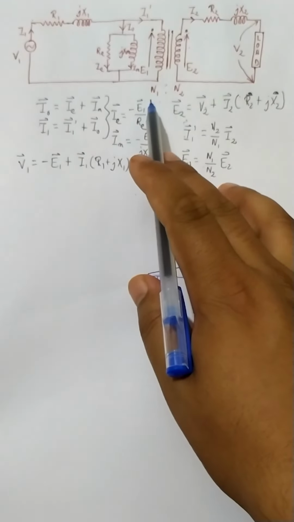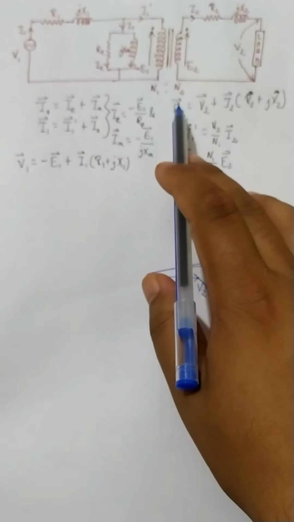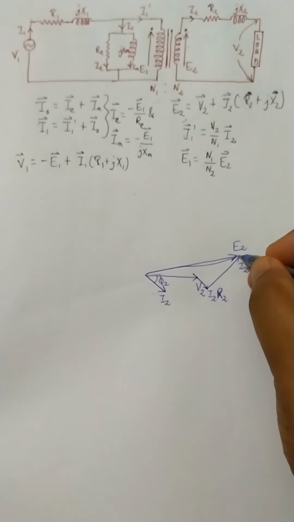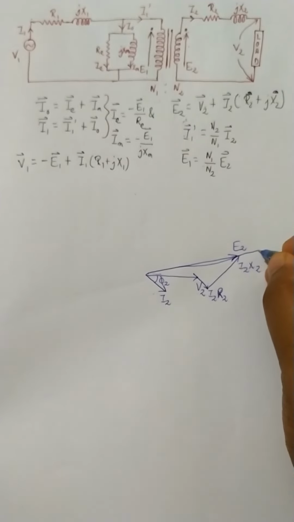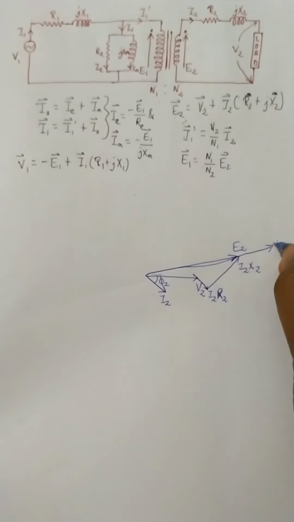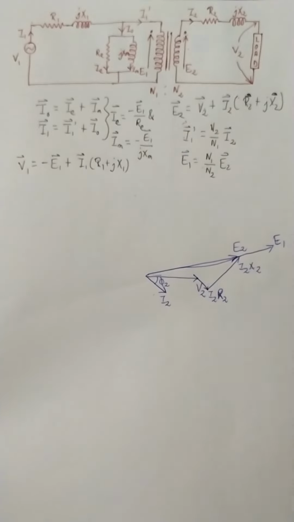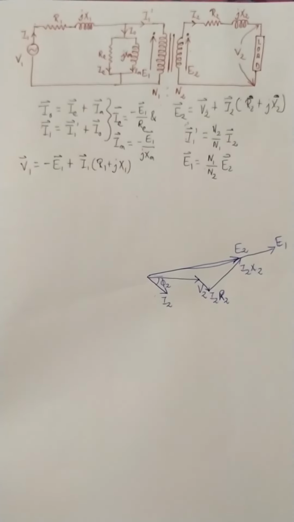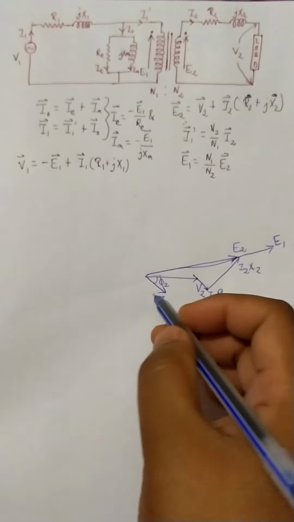Now what is given? N1 is higher, N2 is lower. Therefore E1 will be in phase with E2, but it would be of slightly higher magnitude. So this should be E1. Now corresponding to that, I would be drawing the thing in the negative direction, with almost equal magnitude. So this is, suppose, minus E1 we are getting.